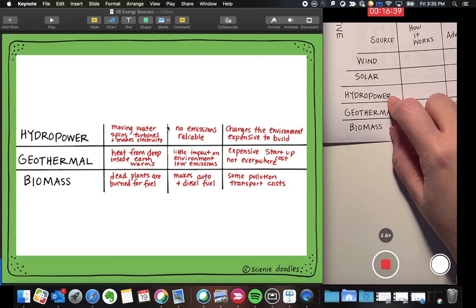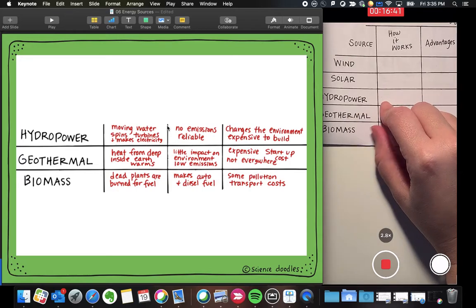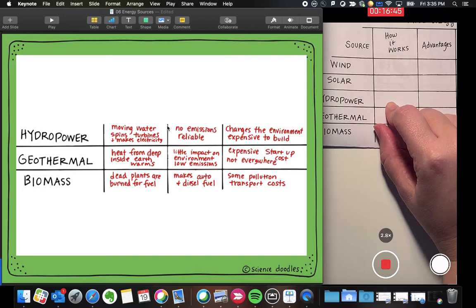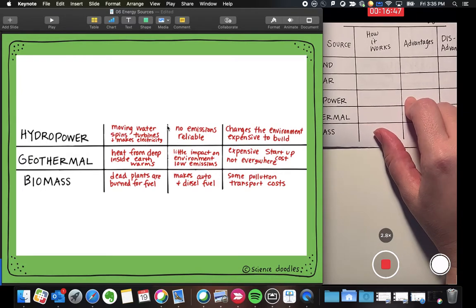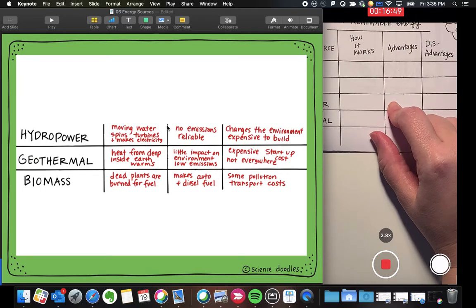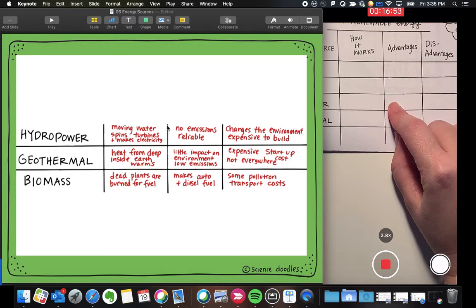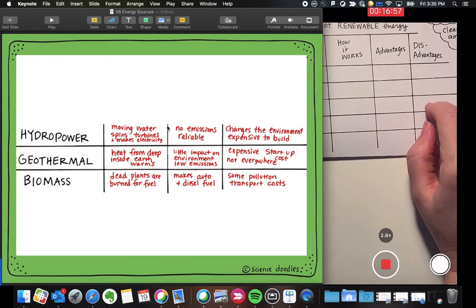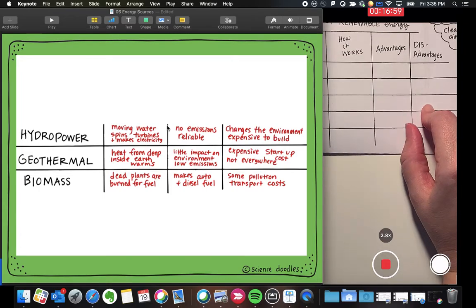Hydropower. How it works, moving water turns those wheels. There's no emissions. It's super reliable, so there's no pollution from it. And we know the water is going to move because we build it so that gravity will do most of the work. The disadvantages is it can change the environment if we're not careful, and it's expensive to build.